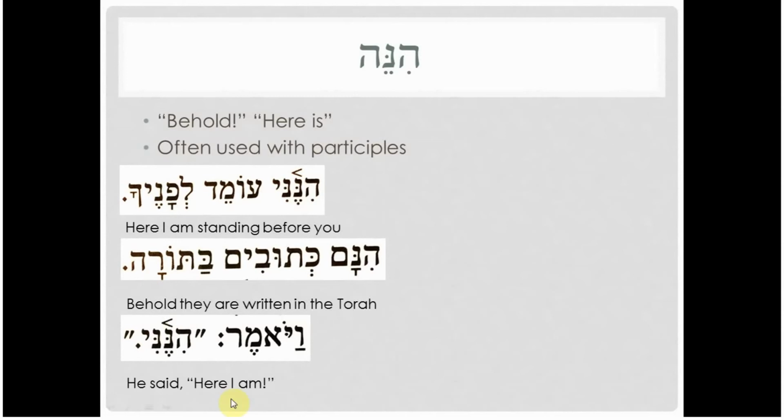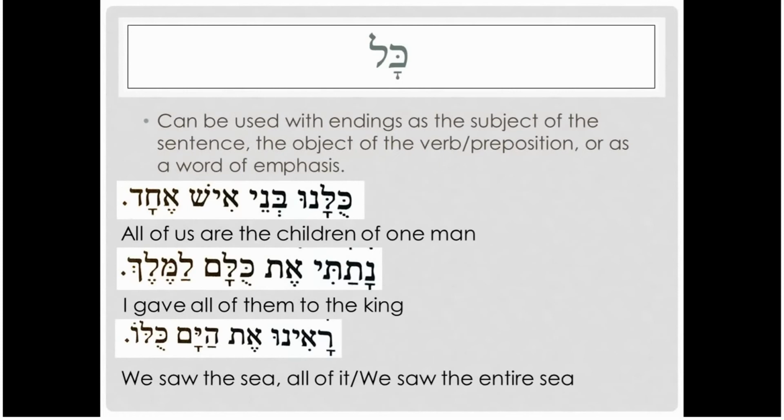And then lastly, vayomer hineni. Vayomer hineni. This word hineni is well known from Isaiah 6. When Yahweh says, "Who will go for us?" and Isaiah says, "Hineni, I will," or "Here I am," or "Look over here," something like that. So this last one is vayomer hineni, and he said, "Here I am." So the hine is a way of kind of drawing attention to a particular subject or to a particular thing, and it's often used with participles. Okay.